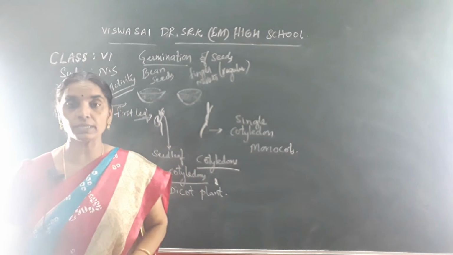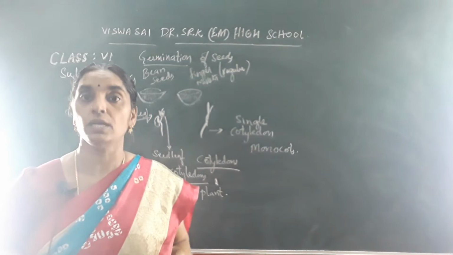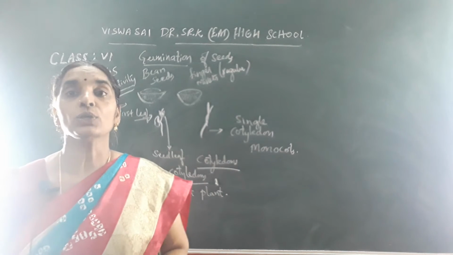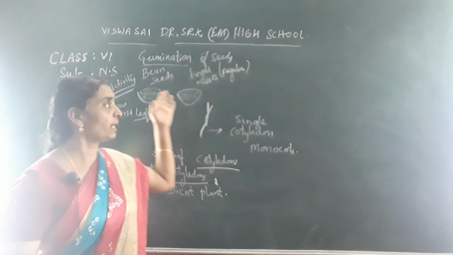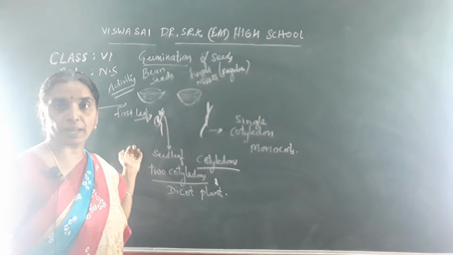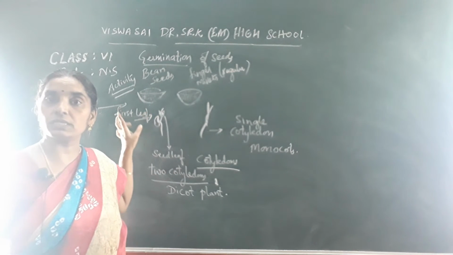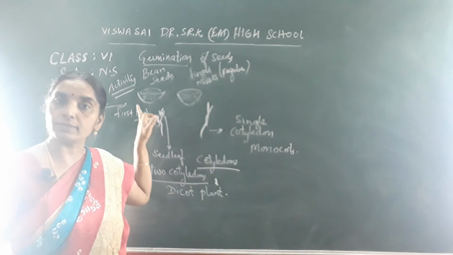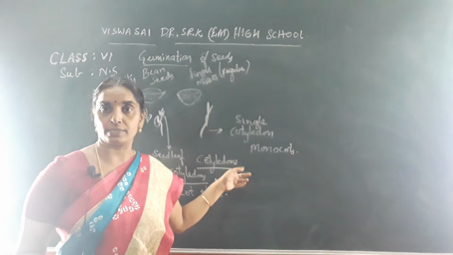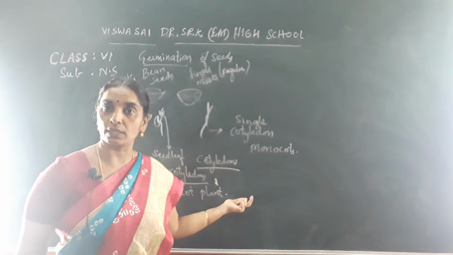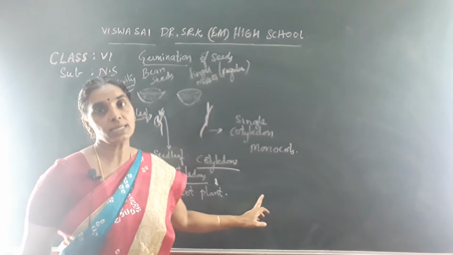Did you understand, children? In the previous class I told you about monocots and dicots. Hope through this activity you have understood why these plants are called monocots and why bean plants are called dicots. Because bean seeds enclose two cotyledons, they are called dicot plants, and finger millets or the grains contain only a single cotyledon in their seed, so they are called monocot plants.